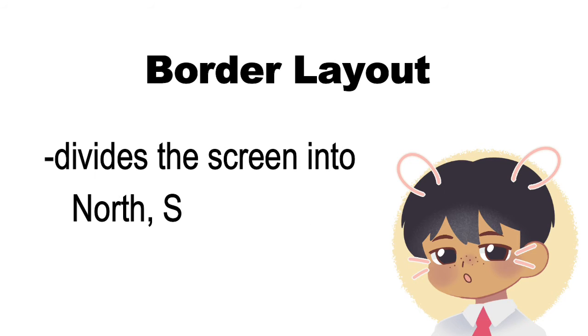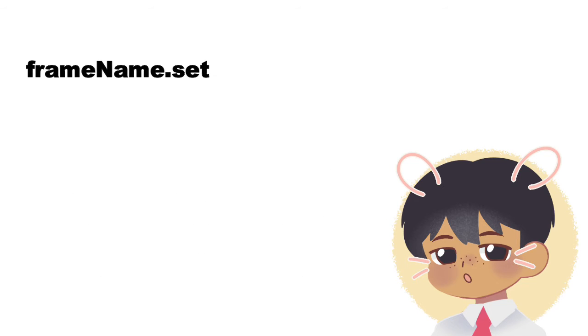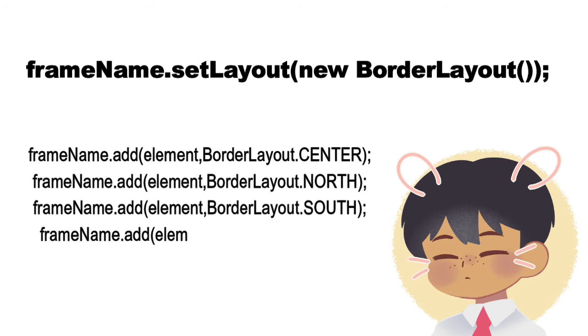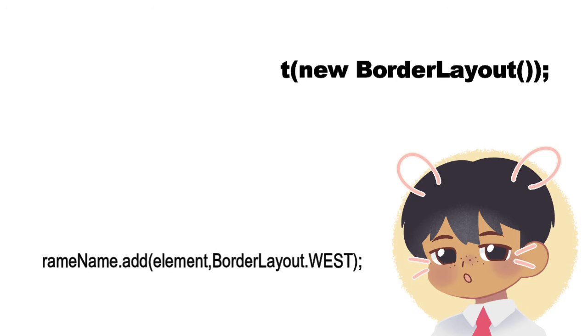The next layout is Border Layout. This layout divides the screen into 5 different parts: North, South, East, West, and Center. To change the layout of your screen to border layout, use this format. Next, to add elements in the different sections of the layout, you need to place another parameter in the add portion of your code. You need to use any of these formats.